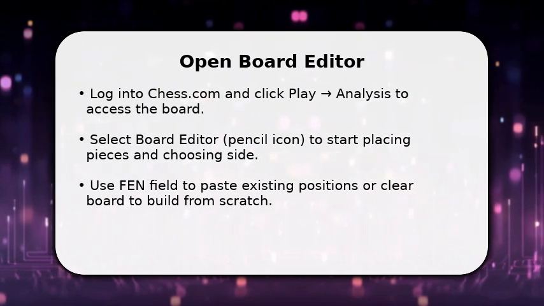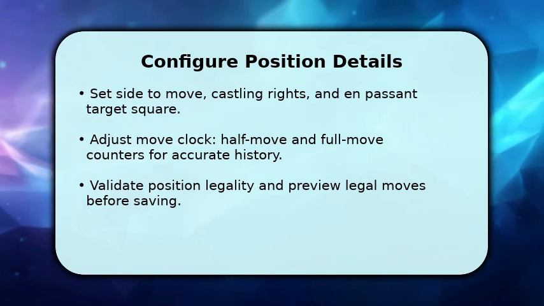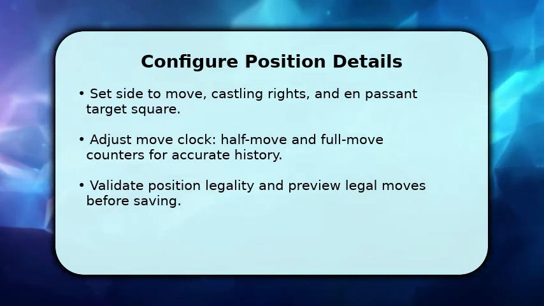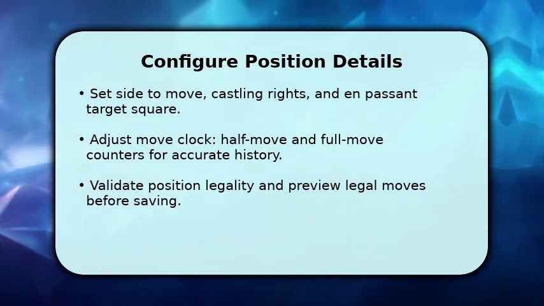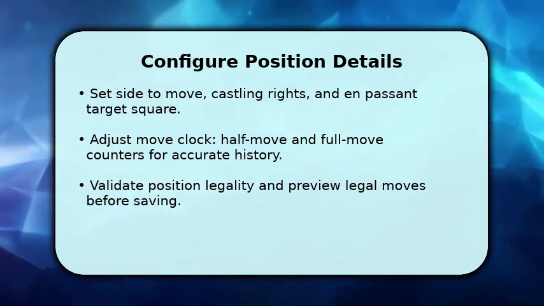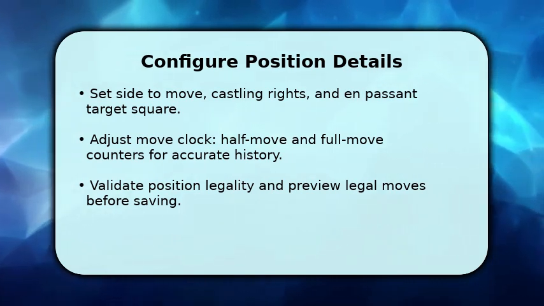Now you refine the details. Set side to move and explicitly toggle castling rights for king and rooks, because those flags affect future legal moves. Once done, add en passant target square if applicable and update half move and full move counters so the move history and clocks behave correctly.